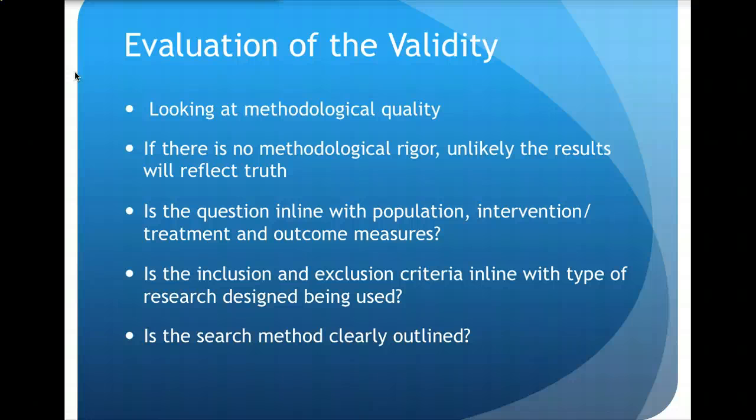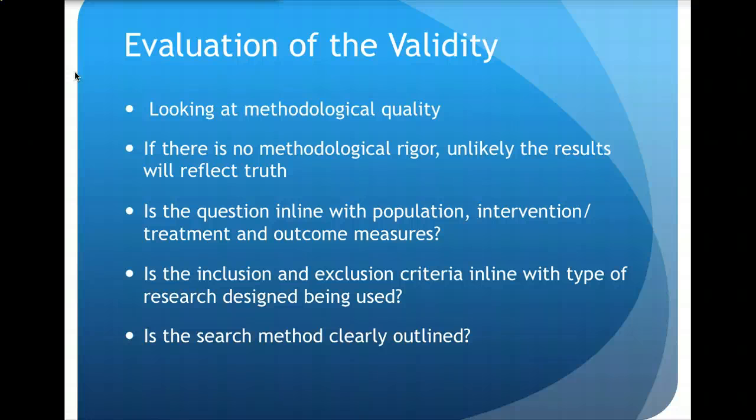In the inclusion and exclusion criteria, are they aligned with the type of research design being used? What are they looking at? What are the inclusion and exclusion criteria? Are we using randomized controlled trials or not? You need to be able to assess that and understand that by looking at the inclusion and exclusion criteria. Or again, if you're the one writing the systematic review, you need to clearly state this.